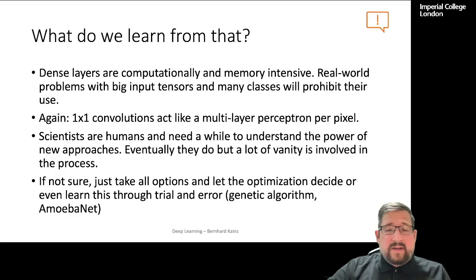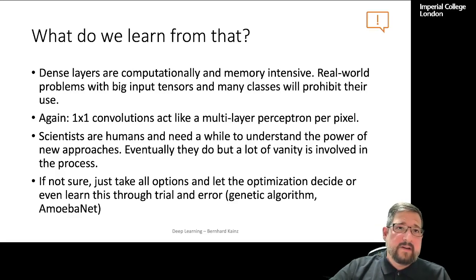So what we learn from these base architectures is really just that dense layers are computationally and memory intensive. We want to avoid them whenever possible. Real-world problems with big input tensors and many classes will prohibit the use of architectures like you've seen now. And again, one-by-one convolutions act like a multi-layer perceptron per pixel, which has been exploited in VGG and then also to some degree in Inception.